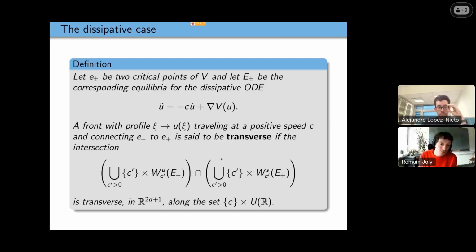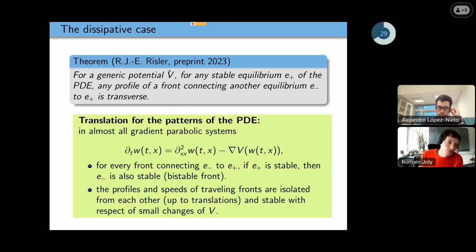And so it's not a definition which is pertinent in the case of ODE. I have never seen this for ODE, dynamical systems, and so on. But if you look at traveling fronts, this is the correct definition of transversality. So this is one of the interests of this work: to show that this is the correct definition of transversality. And again, then you play the same game: you show that this transversality holds for almost all potentials, and it will give you some information about the PDE.